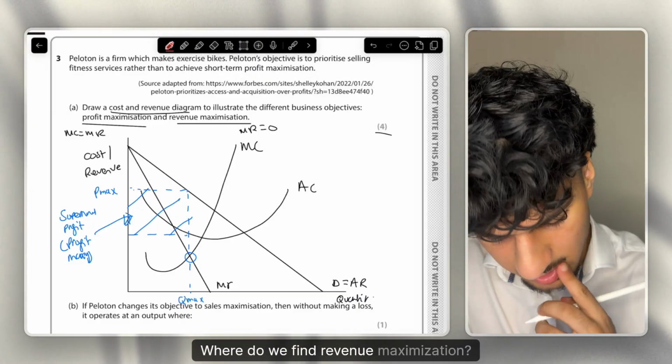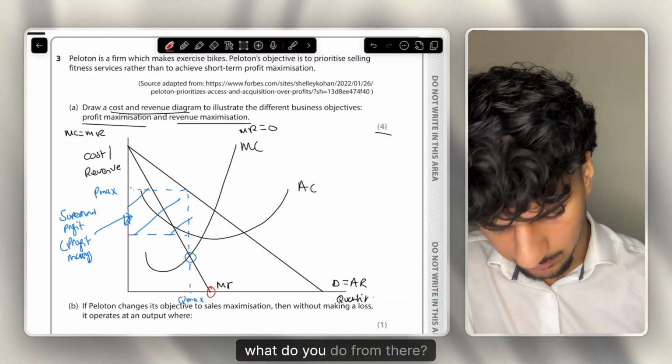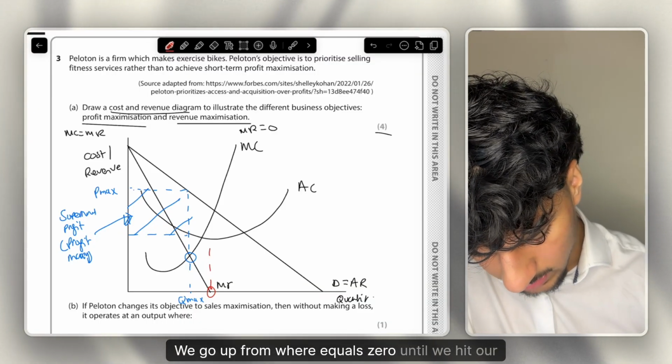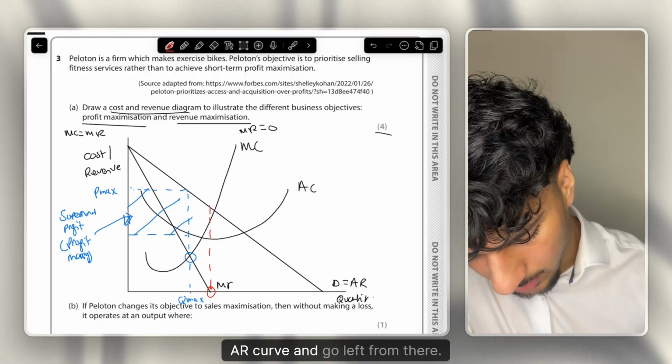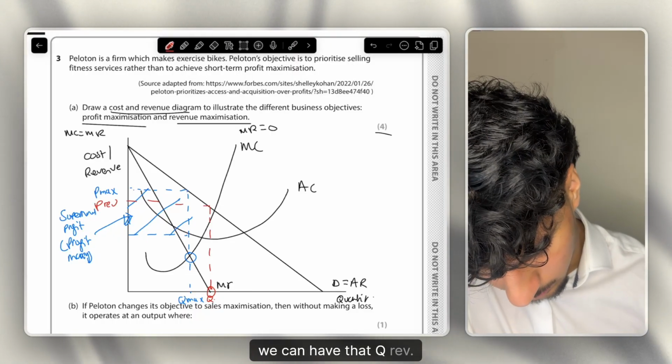Now, where do we find revenue maximization? This is where MR equals 0. And what do we do from there? We go up from where MR equals 0 until we hit our AR curve and go left from there. Now I'm going to label this P rev, and then of course we can label that Q rev.